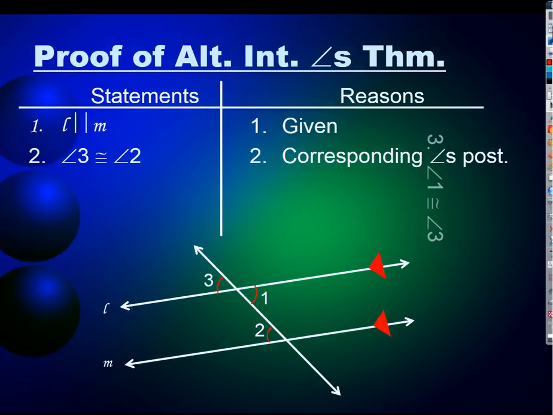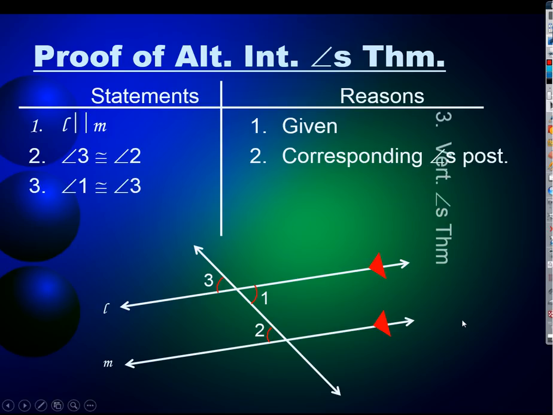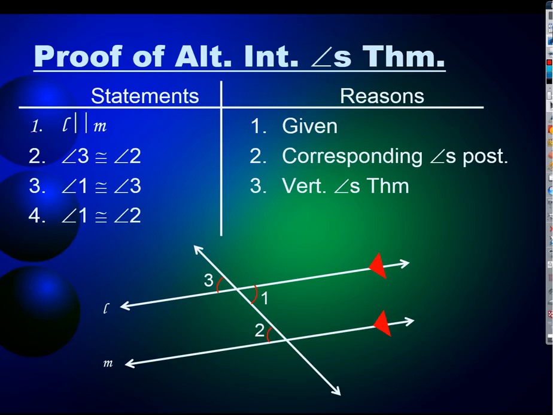But that's our next statement. 1 and 3 are congruent, and the reason is because they're vertical angles, right? So now all we have to do is say, okay, well, if 3 is congruent to 2, and 1 is congruent to 3 also, then 1 and 2 are congruent. And the reason for that is what we call the transitive property of congruence.